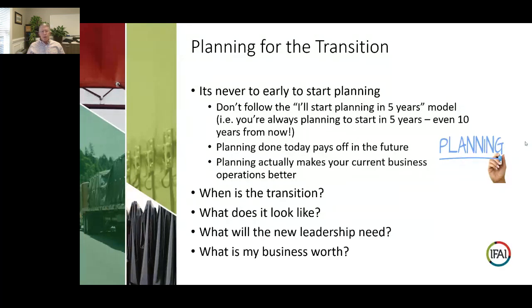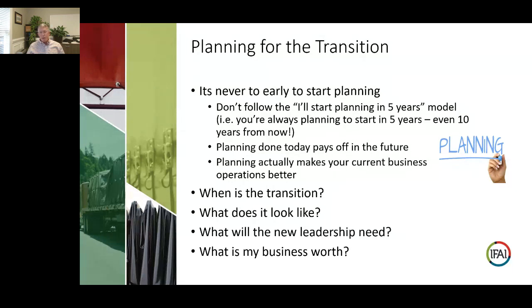And then, what will the new leadership need? What are the new owners going to need? If they're current employees or family members, that transition is much more straightforward. If they've been in the business, they usually understand more or less how things work, and it's more straightforward than if it's someone buying the business, a new person that's not involved in it.